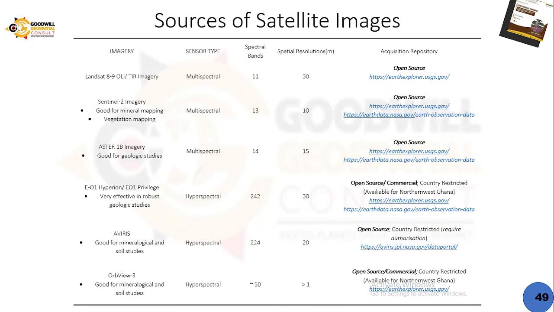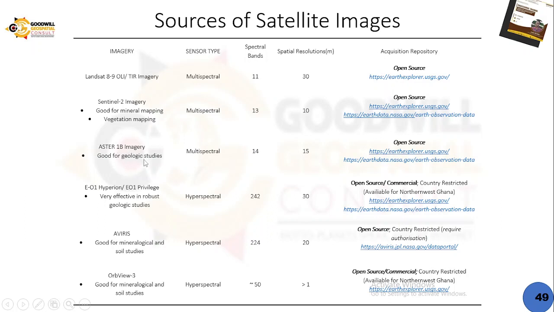Let's look at sources of multispectral images where we can get satellite images. So for the Landsat 8 and 9 Operational Land Imager and thermal infrared sensor images, they are multispectral. They have 11 bands with spatial resolution of 30 meters. Go to Earth Explorer USGS gov, get them. They are free of charge. They are open source. Sentinel-2 imagery is multispectral. It's good for mineral mapping and what? Vegetation mapping. You can get them from Earth Data and Earth Explorer or even Copernicus.